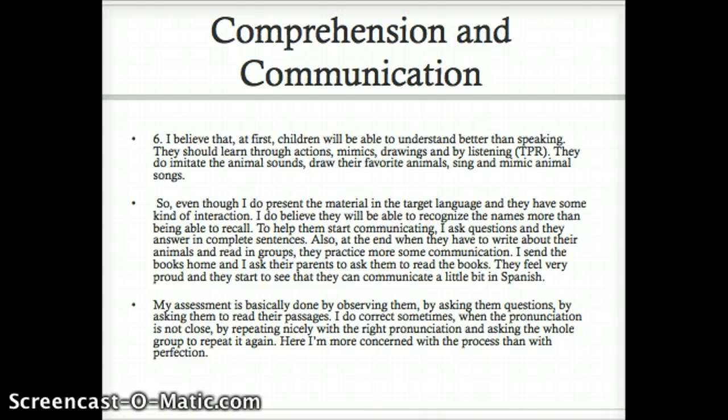My assessments are basically by observing them and asking them questions. They read their books, and I correct their pronunciation sometimes, but just by repeating the right pronunciation. I do not make a big deal out of it. Here I'm more concerned with the process of learning and getting better than with being perfect.